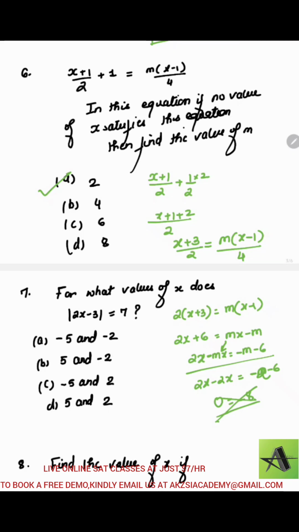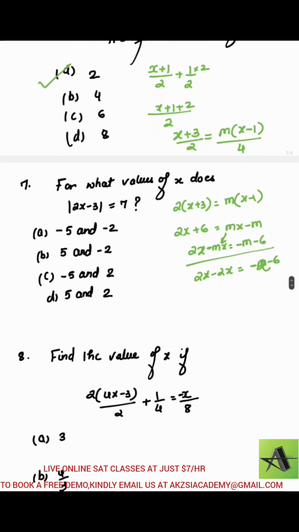So A is the correct option. This is how you just have to simplify this expression and bring all x's on one side and numbers on another side and see what can be the possible value of m or any variable in that case. Moving on to the next one.